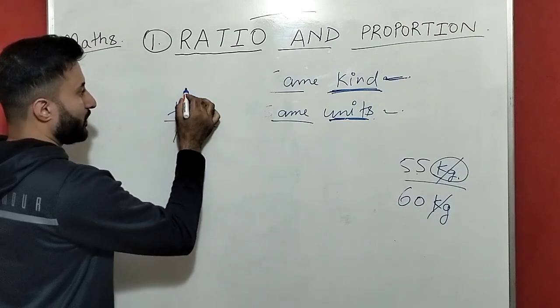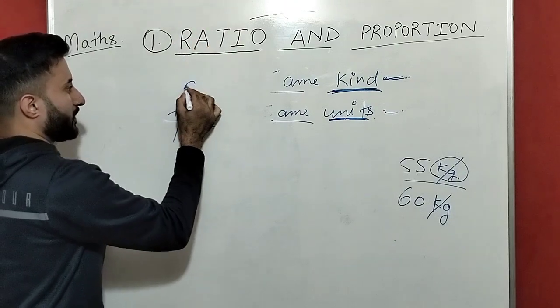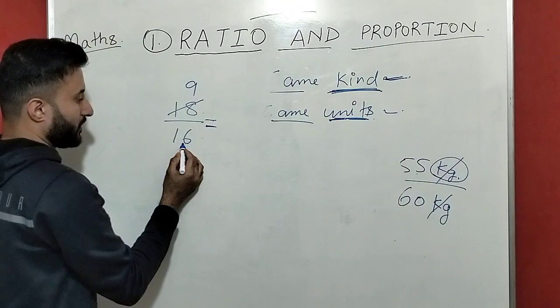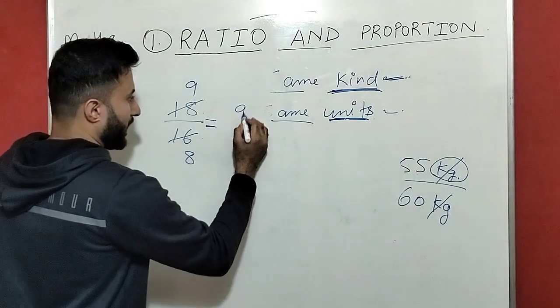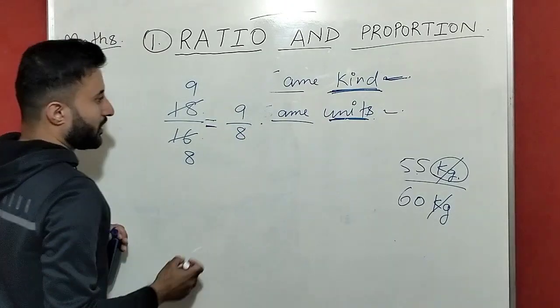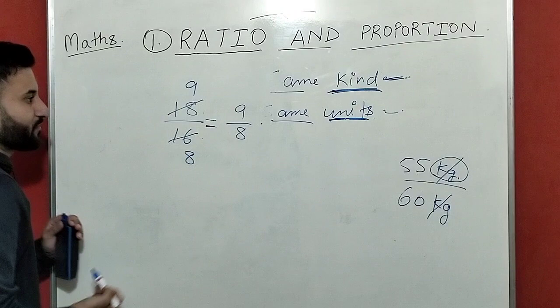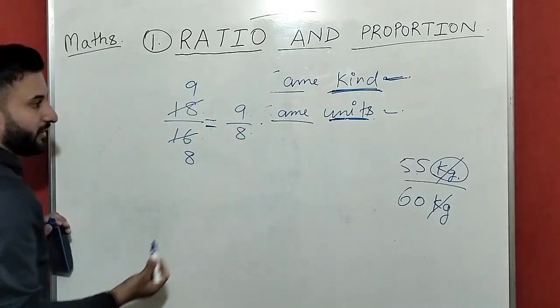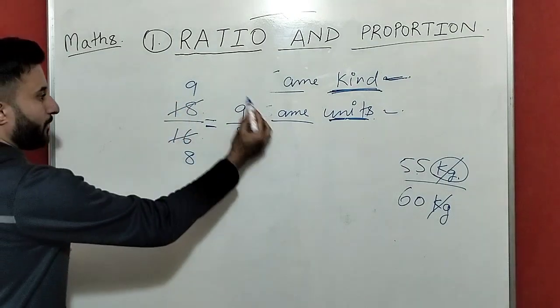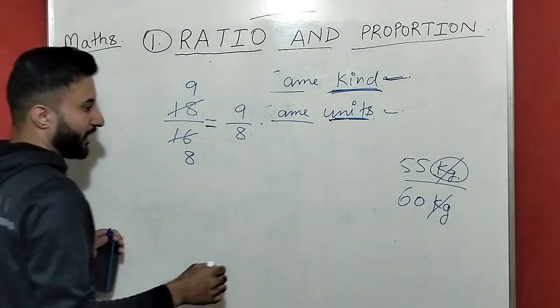So 9 times 2 is 18, 8 times 2 is 16. So 9 by 8. Further we cannot simplify 9 by 8. So the answer is 9 by 8. This is called a simplified form. Every time you have to write the ratio in a simplified form.